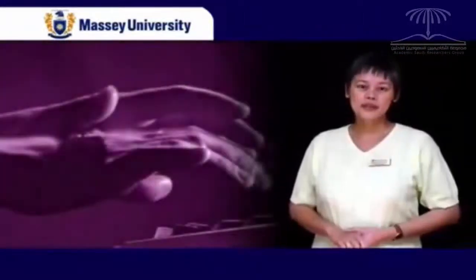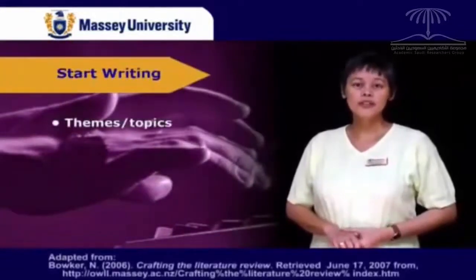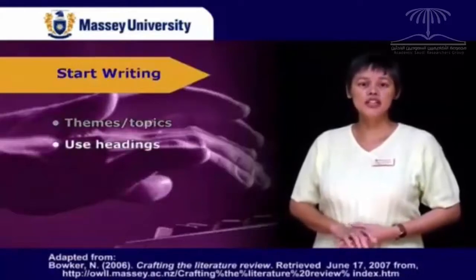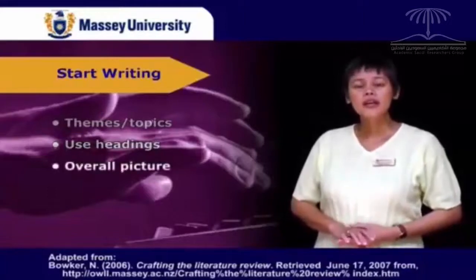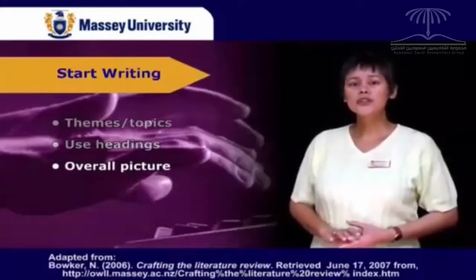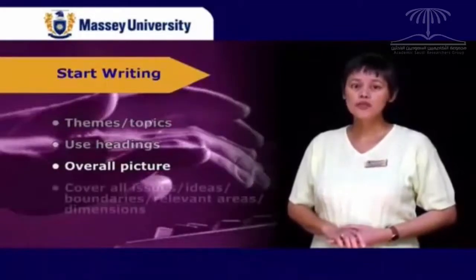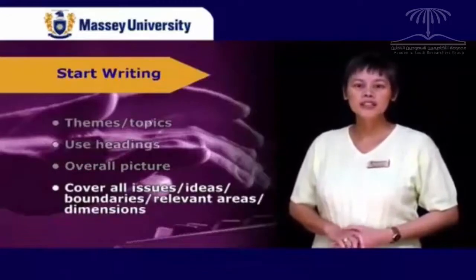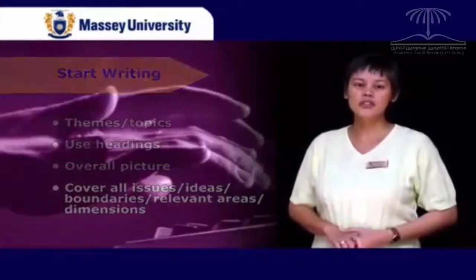We are now ready to write. 1. Organize your literature around topics or themes you can write about. 2. Choose headings to define each topic category and subcategories. 3. At this stage, do not be concerned with the overall picture of how topics will link. 4. Be concerned about covering all issues, ideas, boundaries, relevant areas, or dimensions.